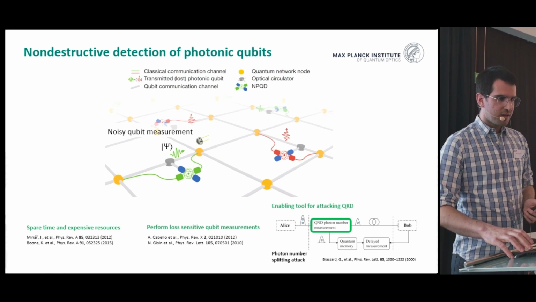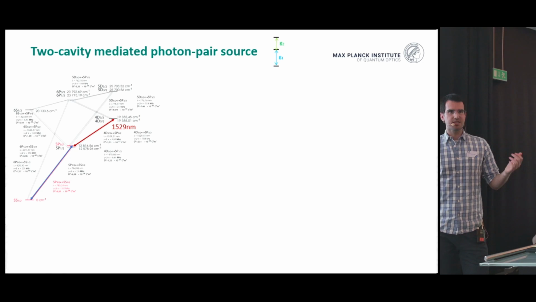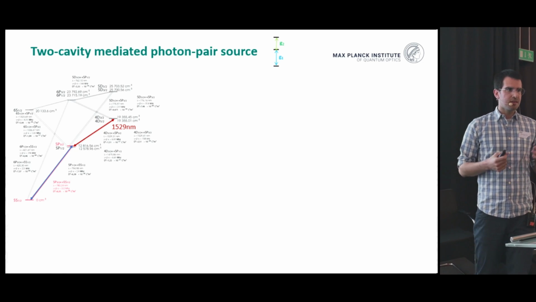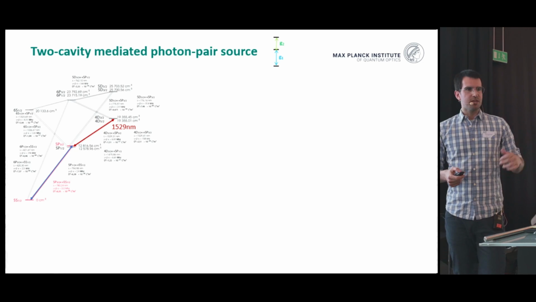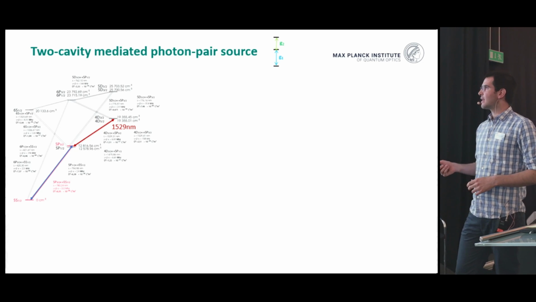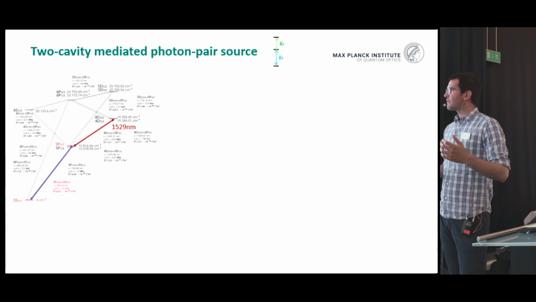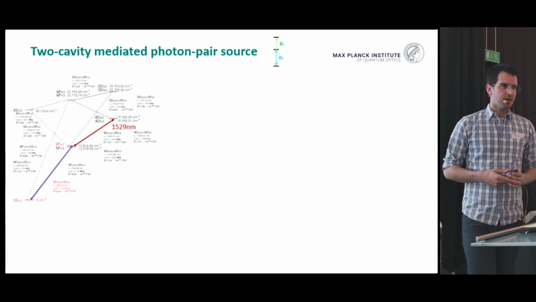Okay, so now I move to the last experiment I want to talk about, and this is the generation of photon pairs in these two cavities. One of the motivations is that rubidium has a telecom transition coupling one excited state, 5p3/2, and another excited state, 5d5/2.